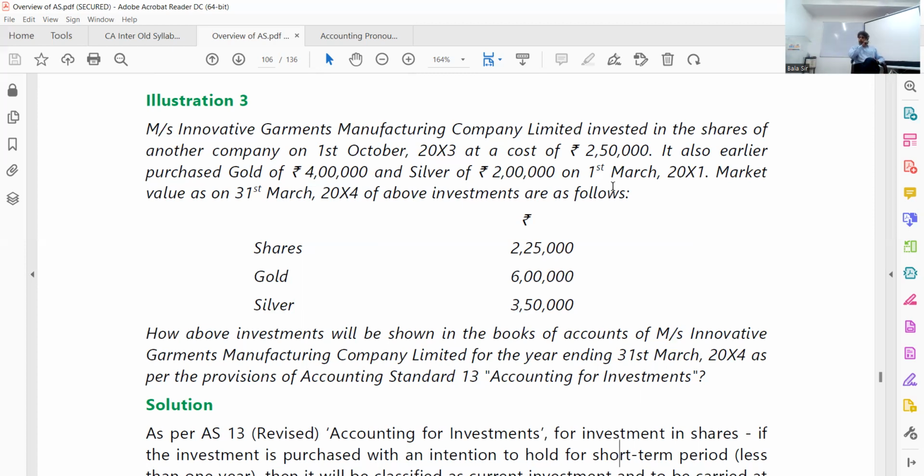Understood? Suppose these investments are long term, then you have to ask a question whether this decline is other than temporary. No information is given about the investee being in some financial trouble. What do you assume?